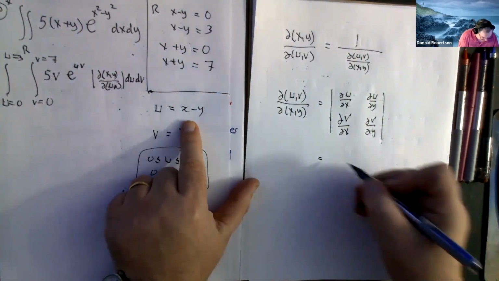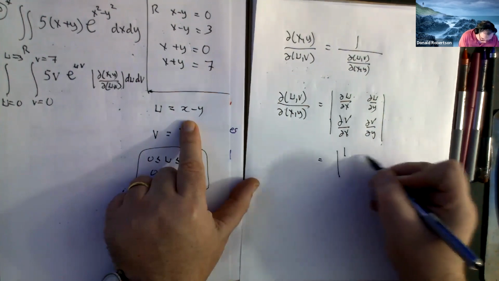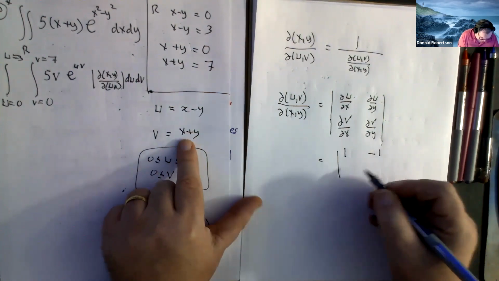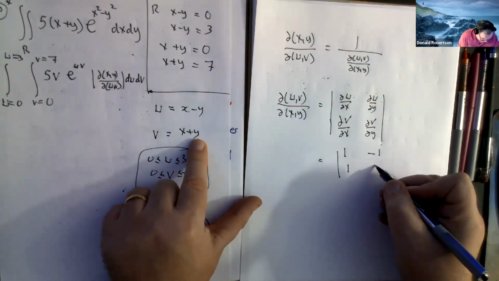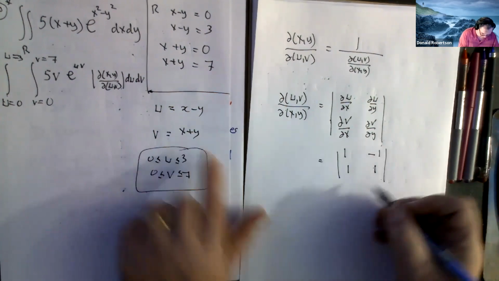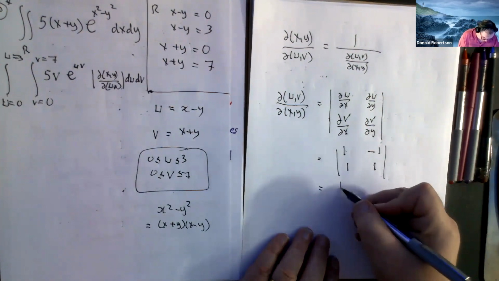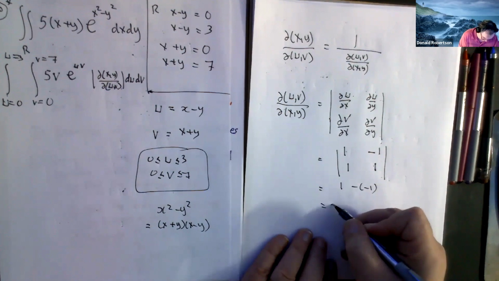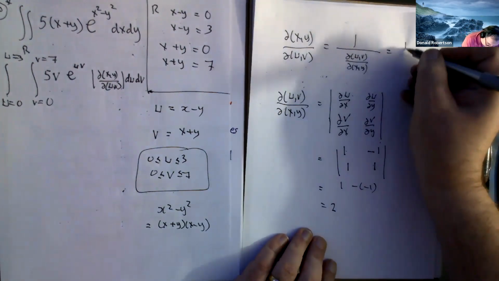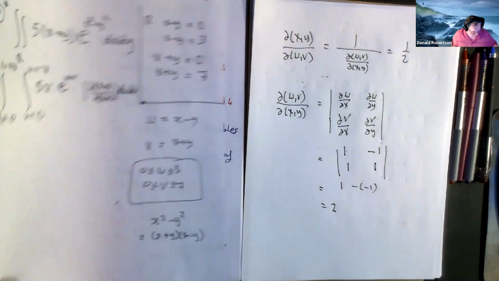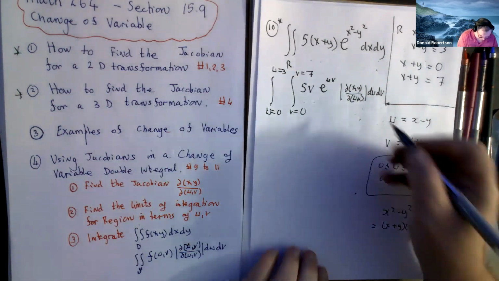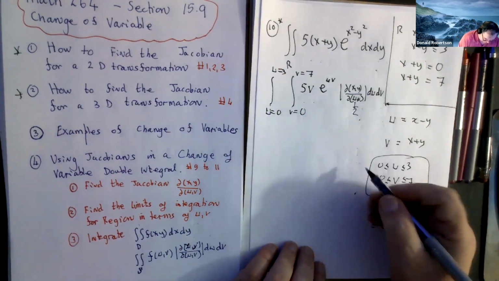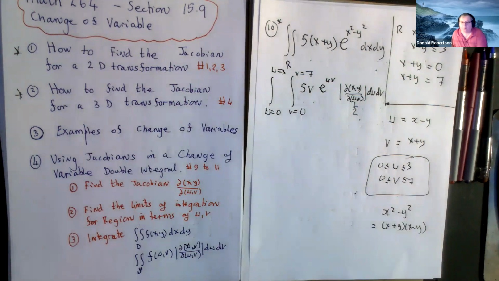Okay, if you do this guy with respect to x, you get 1. With respect to y, you get -1. With respect to x, you get 1. And with respect to y, you get 1. So what do you get? 1, take away -1, you get 2. So the guy we're looking for is a half. So can you imagine that as a half? There's your guy.